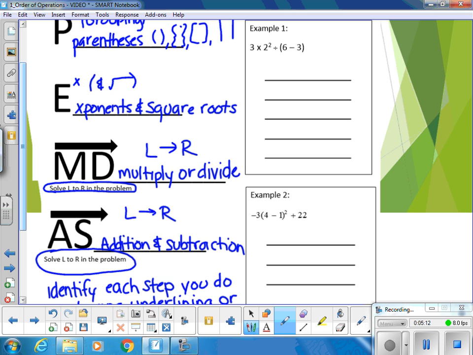All right, in this example, we don't use X's anymore in 7th grade. I apologize for putting that in the notes. It should be a dot, so go ahead and replace that in your notes.